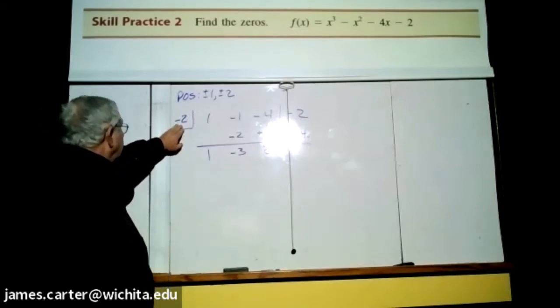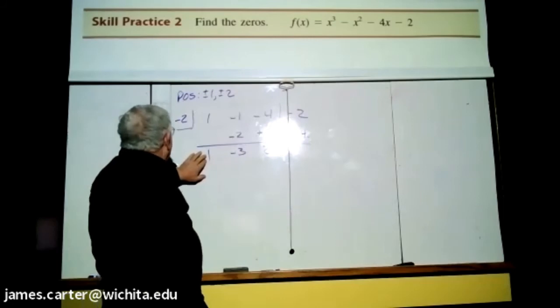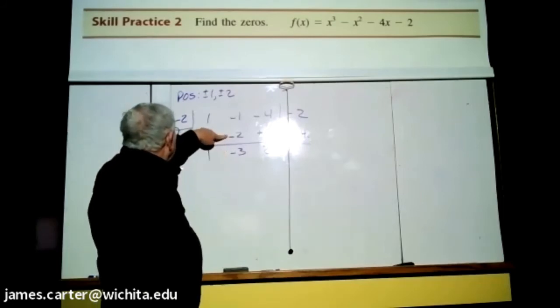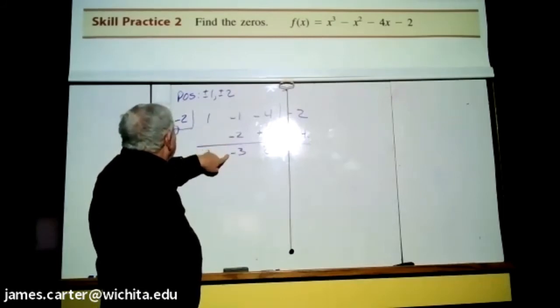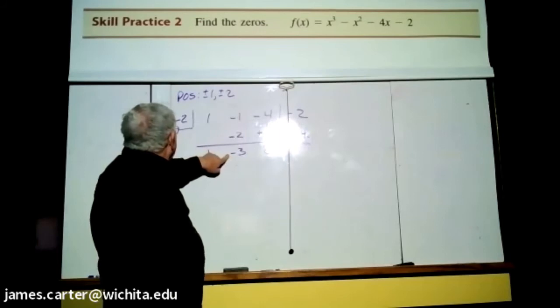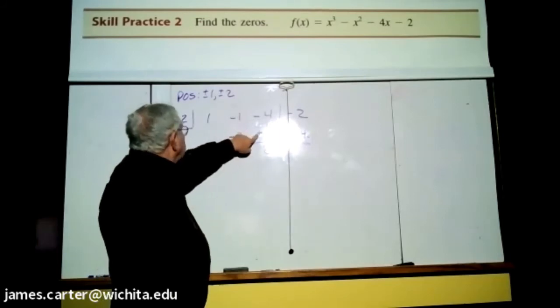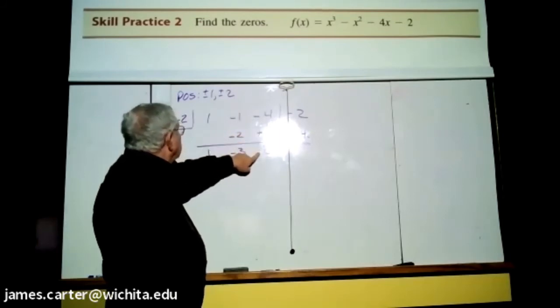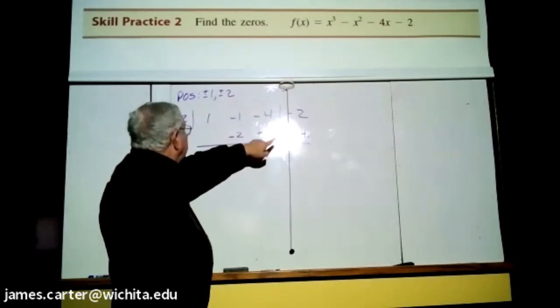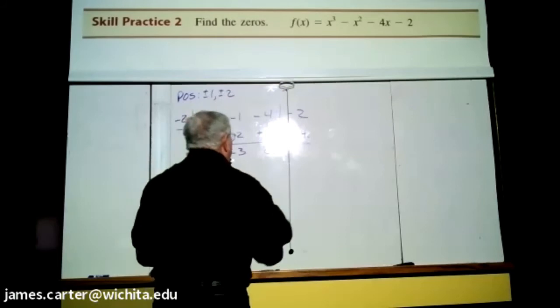Okay, let's double check them. Here I get a 1. Here I get a -2. That gives me -3. And I did write the original problem correctly. Okay, -3 times -2 is +6, gives me a +2. And that gives me a -4. So that one is correct.